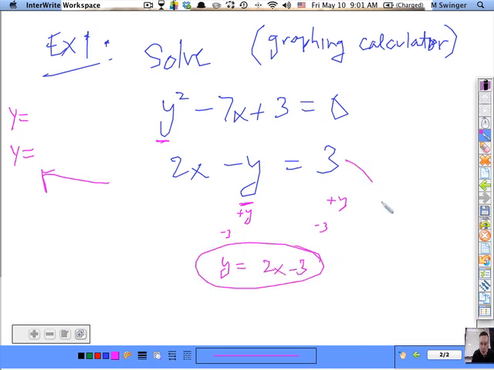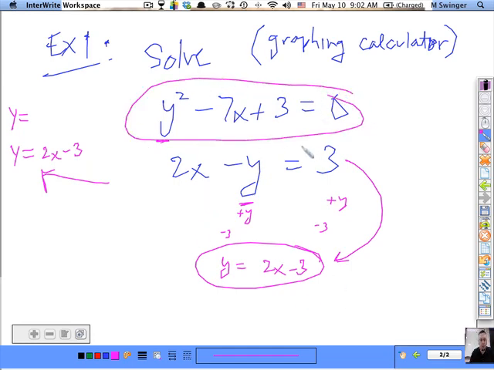This is the same as this one. So in your calculator, put 2x minus 3. That's a line, right? Next one. This one's the harder one. Alright, this one, let's solve for y, get y by itself. So basically put both of these on the other side of the equal sign. So plus 7x and minus 3 on both sides. Okay? So you get y squared equals 7x minus 3 on this side.